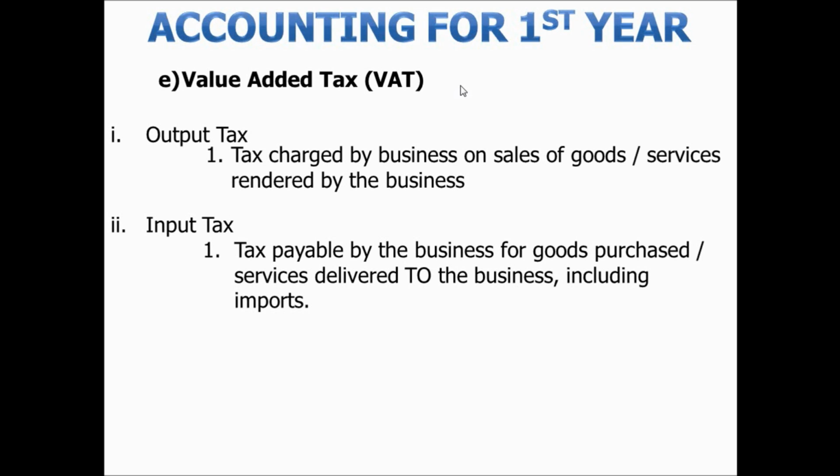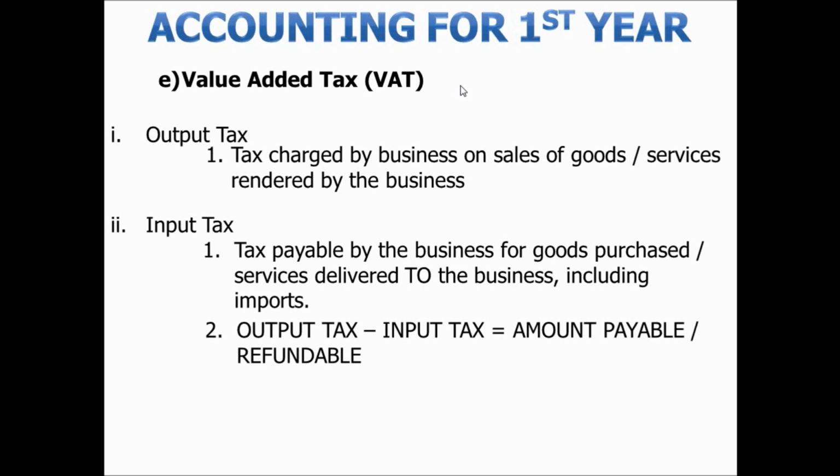the business, including imports. The output tax and input tax are then used to determine the amount of VAT that is either payable by the business or that needs to be refunded to the business from the revenue services. So, this would be output tax less your input tax would then be equal to the amount payable by the business or the amount that needs to be refunded to the business from the revenue services.